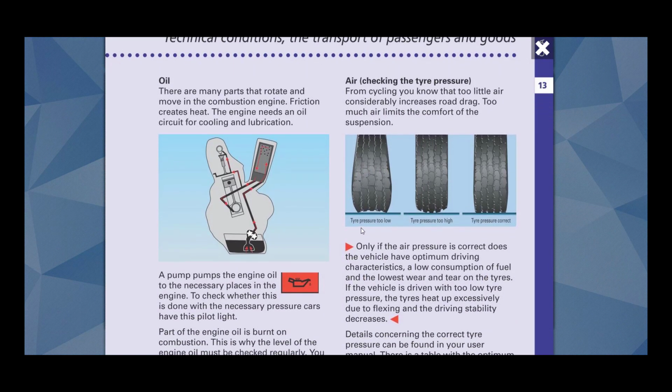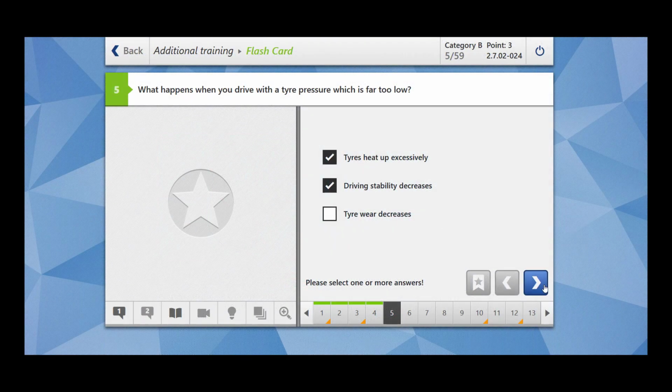Let me show you here. So here the tire pressure is too low. Here it is too high. If it's too high, then you lose the grip with the road. And this is your correct tire pressure. Only if the air pressure is correct does the vehicle have optimum driving characteristics, a low consumption of fuel and the lowest wear and tear on the tires. If the vehicle is driven with too low tire pressure, the tire heats up excessively due to flexing and the driving stability decreases. The first two options are the correct ones.